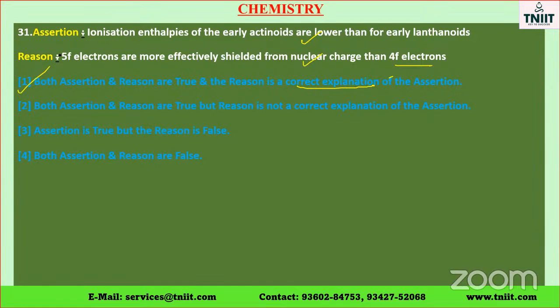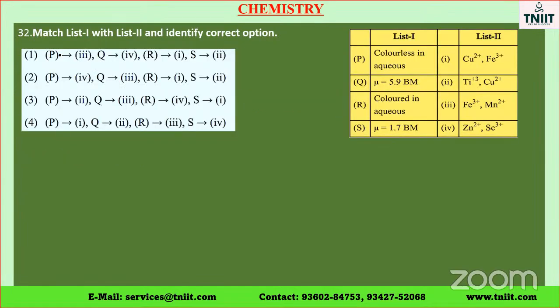The next question. Match list 1 with list 2 and identify the correct option. In case of zinc, the atomic number is 30. In case of scandium, atomic number is 21. The electronic configuration of zinc is argon configuration 4s2 and 3d10. In case of Zn2 plus, we have argon configuration and 3d10. These two electrons will be removed. Since it is completely filled, d-d transition is not possible.